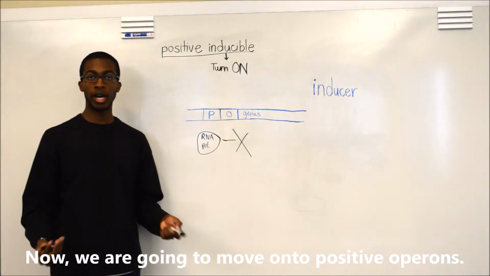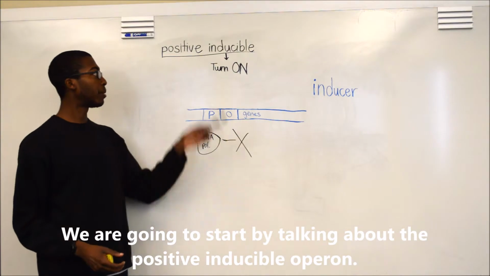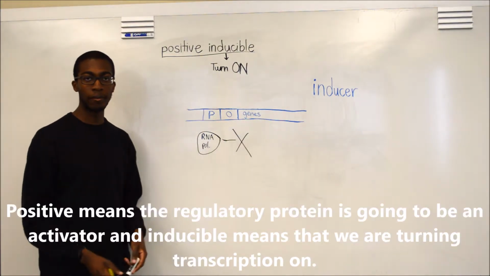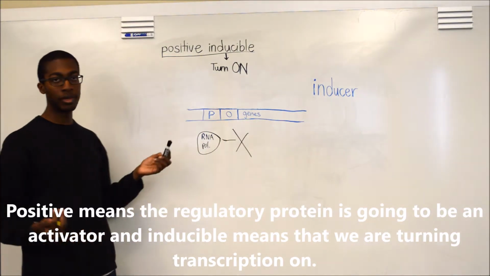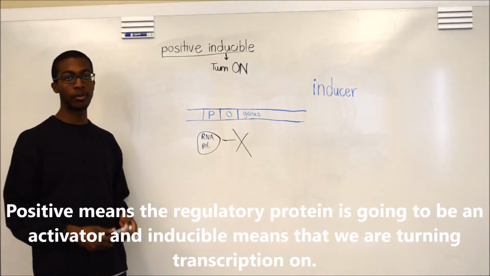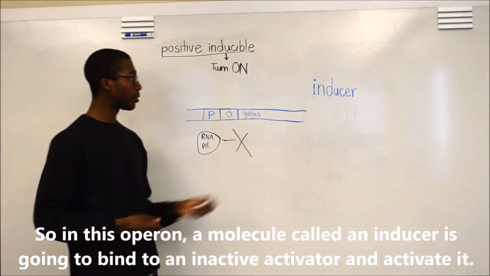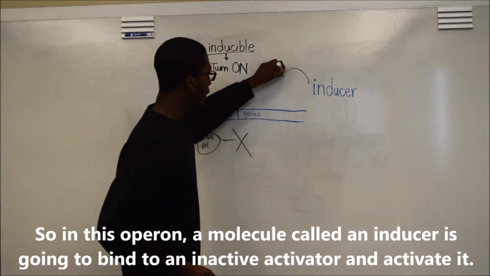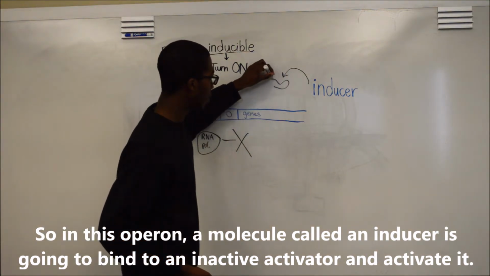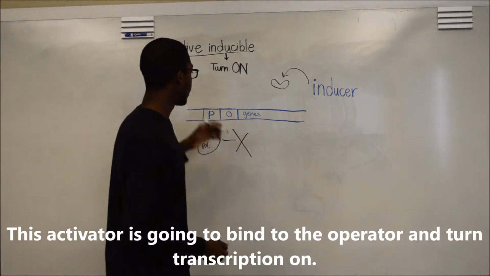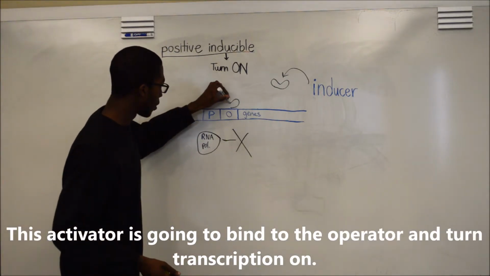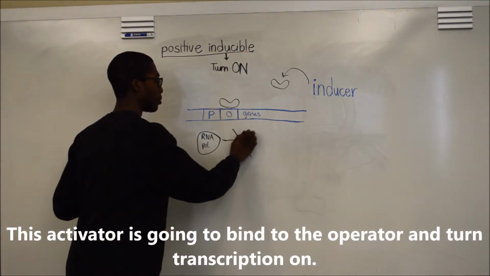Now we're going to move on to positive operons. We're going to start by talking about the positive inducible operon. Positive means the regulator protein is going to be an activator, and inducible means that we're turning transcription on. In this operon, a molecule called an inducer is going to bind to an inactive activator and activate it. This activator is going to bind to the operator and turn transcription on.